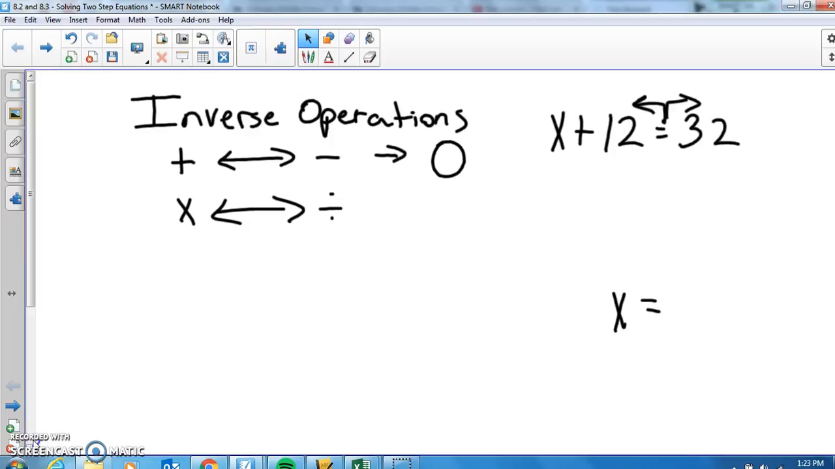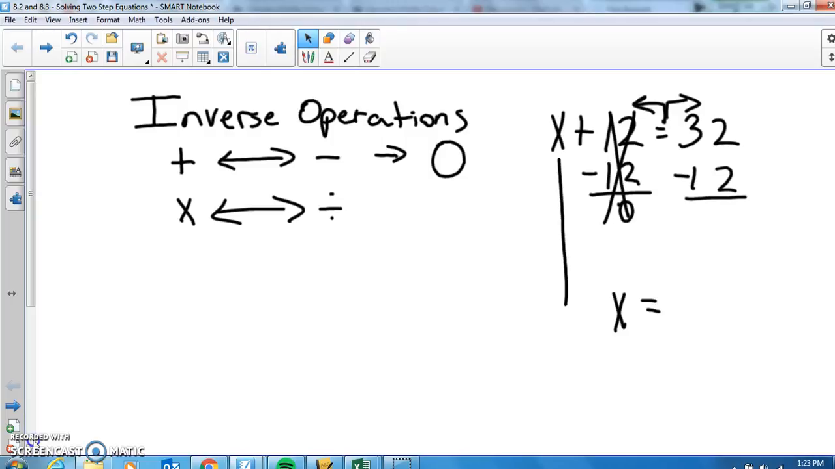So what's going to make a positive 12 equal 0? Well, the inverse of a positive 12 is a negative 12. So I'll put a negative 12 there. Remember, it's like a seesaw. It's a balance. Everything has to balance out. So what you do to one side, you have to do to the other side. If I subtract 12 on the left side, I have to subtract 12 on the right side. 12 minus 12 is 0, so that cancels out.